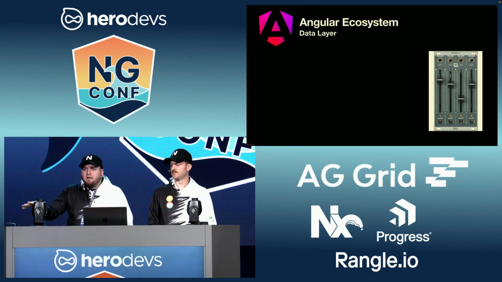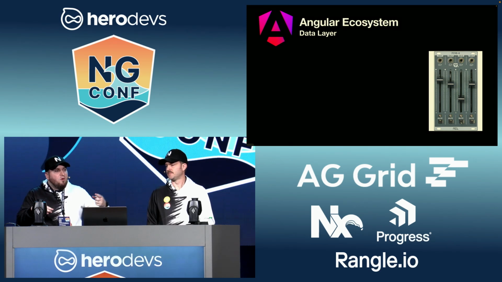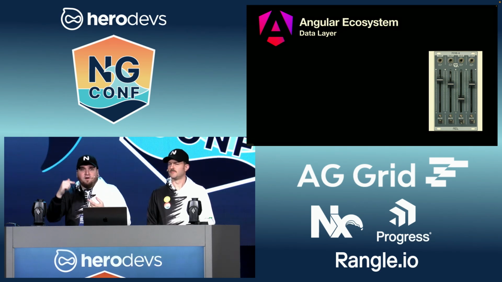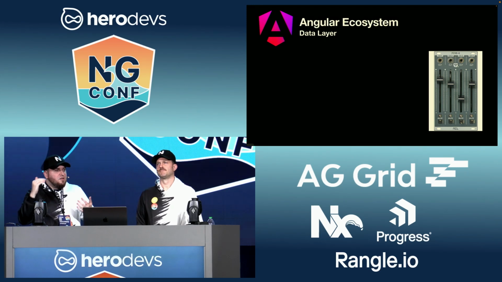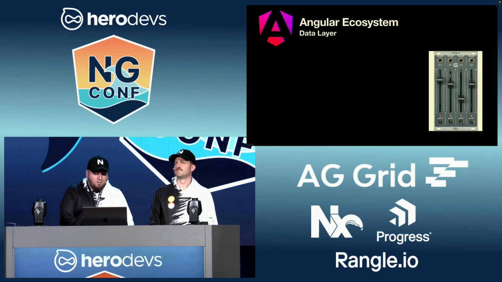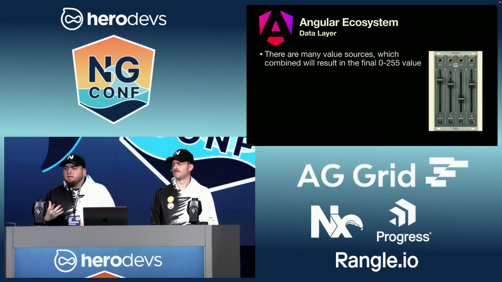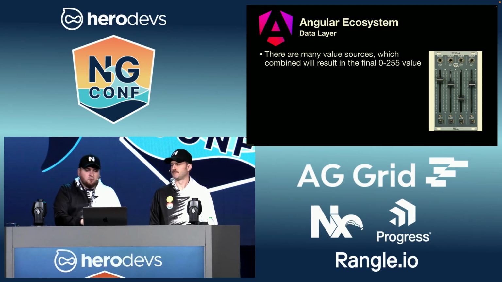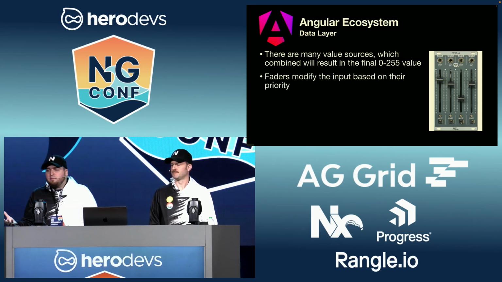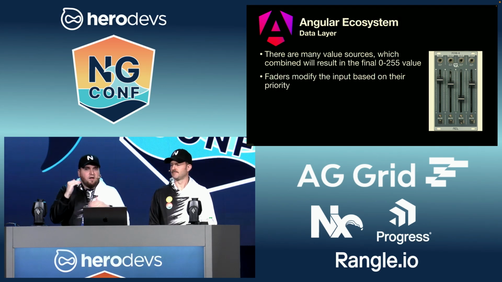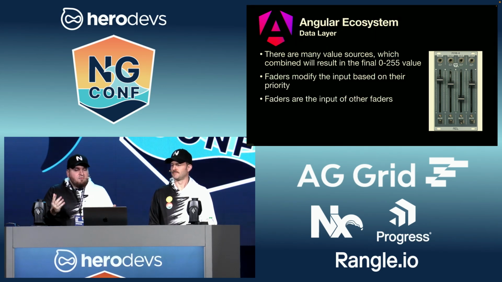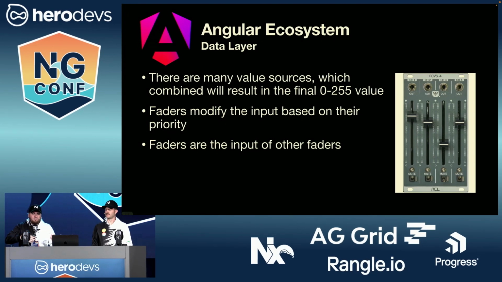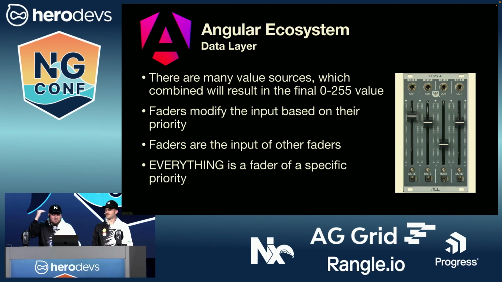You have probably seen this a lot. You use it in audio, for example. You get the audio in, you set a volume, it modifies the input, and then you get the output, which is lower or higher volume. So there are many value sources, and the combined result is a final 0 to 255. Faders will modify the input based on priority. You have faders stacked on top of each other, and faders can be the inputs of other faders. So essentially you have this stack, and every value you have in the app is a fader of a specific priority. So everything stacks.